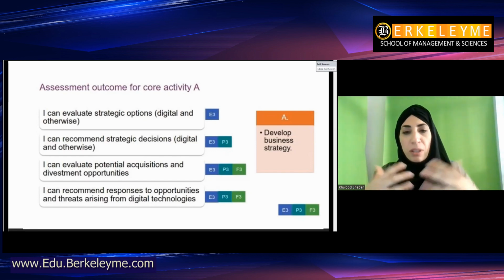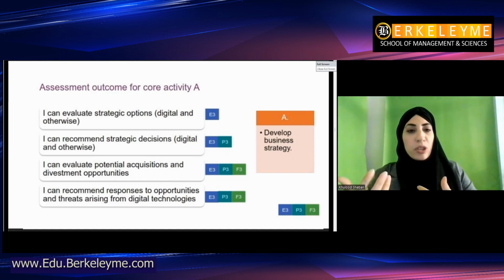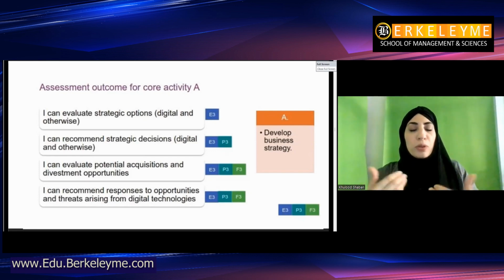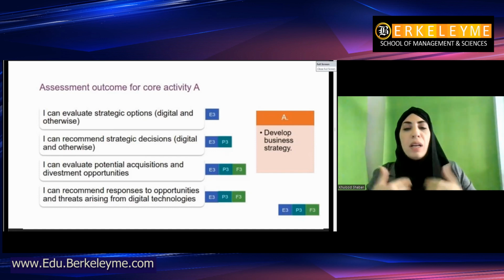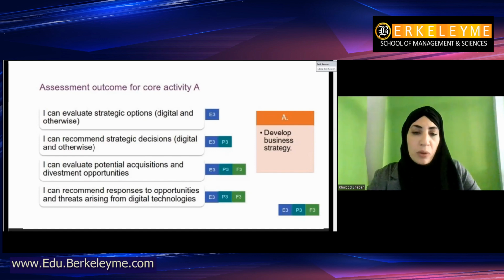There are expansion opportunities, which I see are coming more in the exams than the acquisitions and mergers. I can see that it's coming as how you want to, for instance, acquire a company yourself or expand into a business, buying another business. And this is how mostly the questions are coming. Responses to opportunities and threats arising from digital technologies. So you can see how much they are focusing on the digital technologies.